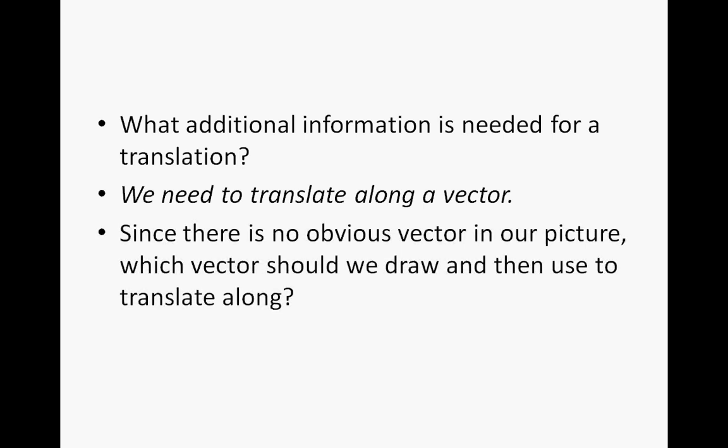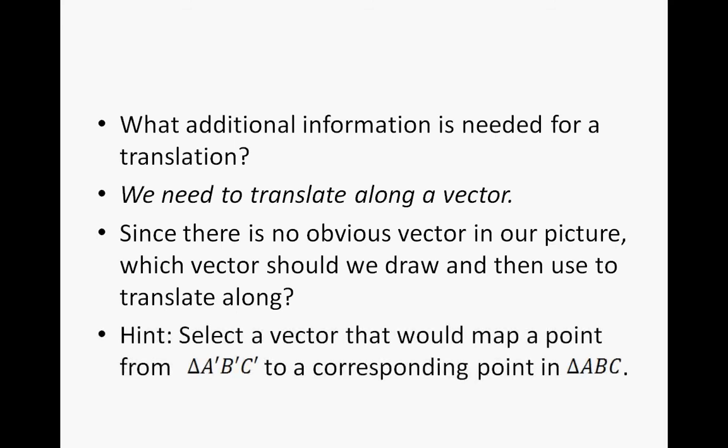So there's no obvious vector in the picture, and so that's when you are drawing a vector that would map a point from A prime, B prime, C prime to a corresponding point in A, B, C. So you could draw a vector B prime B, or you can draw a vector A prime A, or you can draw a vector C prime C. Your choice. You get to pick in this case.